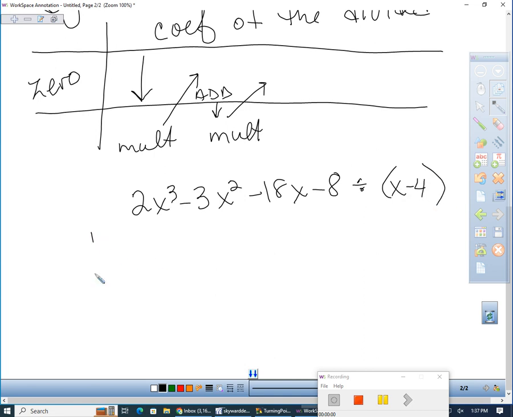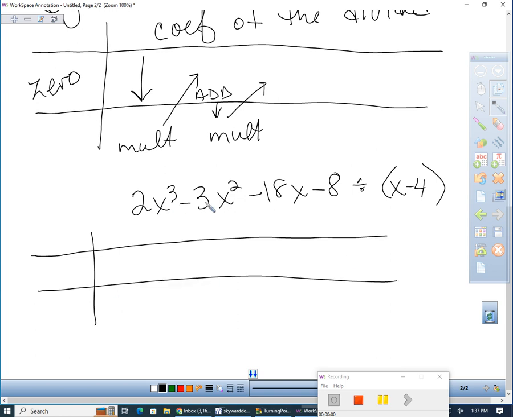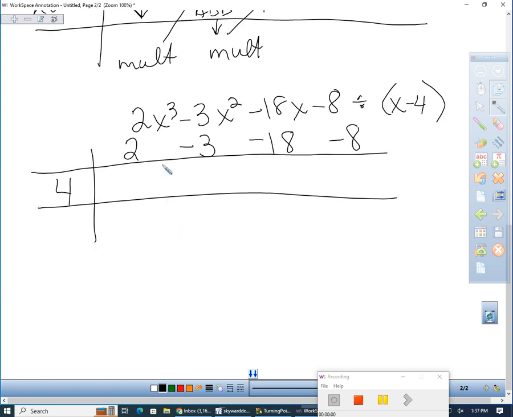All right. So first we make a long one-sided tic-tac-toe. My coefficients are 2, negative 3, negative 18, and negative 8. The zero, what makes what I'm dividing by zero? Positive 4. So I'm going to put a positive 4 out here. That's a key. That's important. It has to be the zero of what we're dividing by. All right. So now, this is how it works.